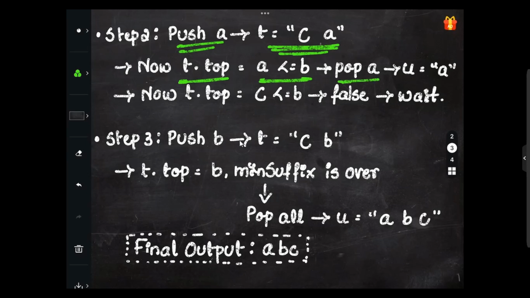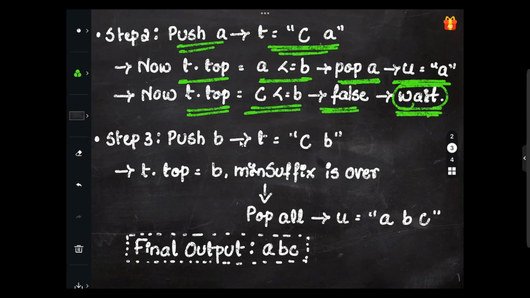Now what we will do? We will pop A, so U will be a. What are all the elements that we pop, we will be saving in U basically, right? Now T dot top is c. Is c less than or equal to b? This is false, right? C is not less than or equal to b. In this case we will wait.